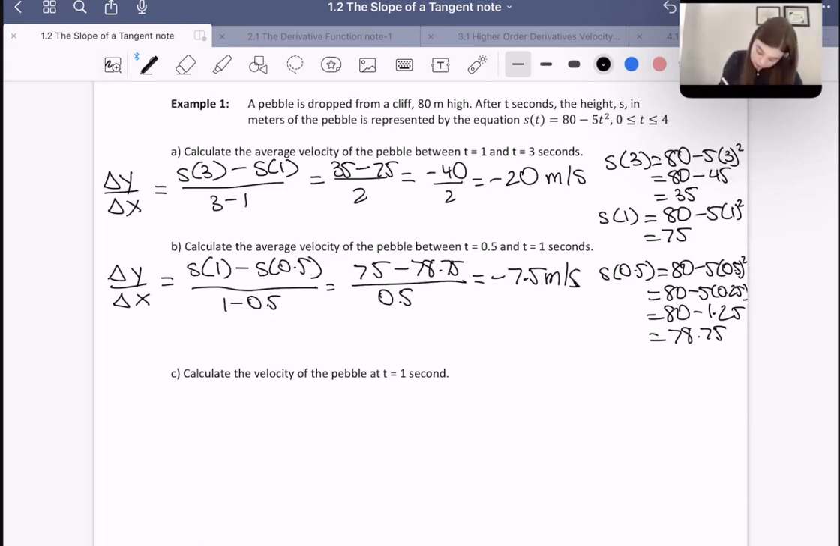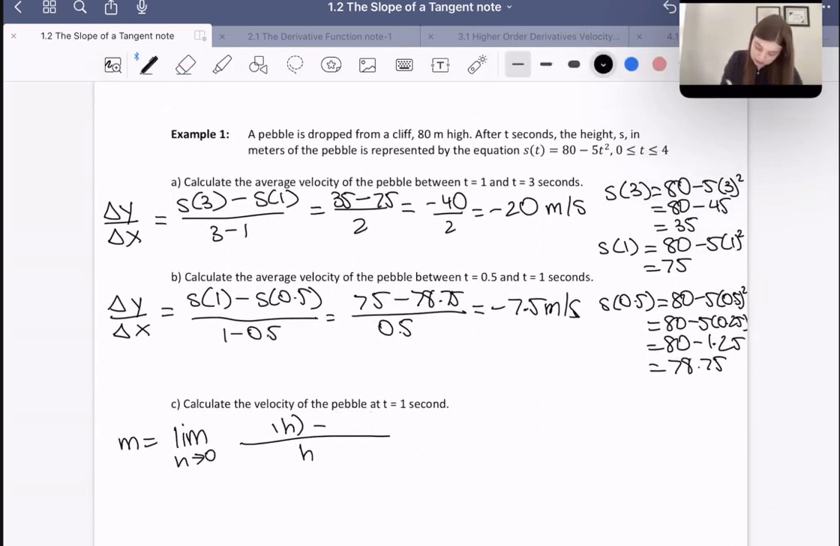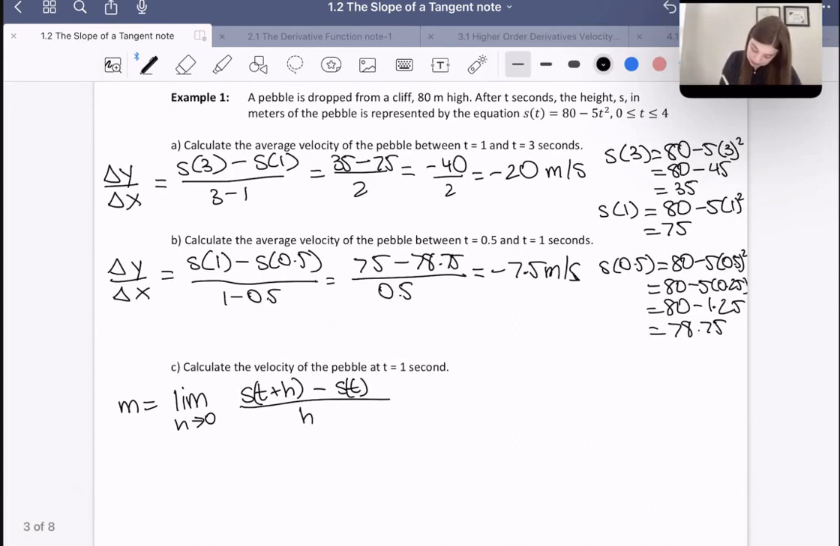So to figure this out, we need to find the slope of the tangent line, which is going to be the limit as h approaches 0, f of x plus h minus f of x over h. Or I guess in this case, s of t plus h. I'll switch around the equation to get the variables correct. It should really be s of t plus h minus s of t.